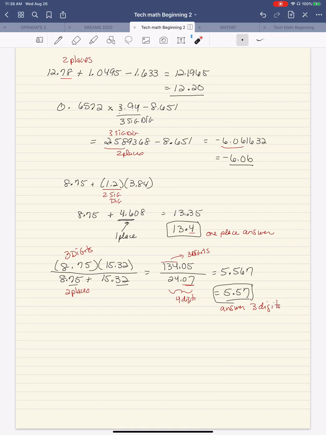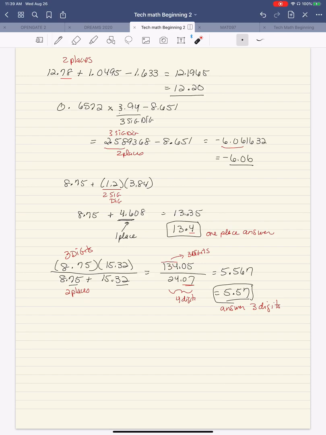Next one, 8.75 times 15.32 divided by 8.75 plus 15.32. So I'm multiplying, I'm looking at significant digits. This has 3, this has 4, so my answer will be in 3. I multiply it out, and I get 134.05. So it's just going to be 134 to get the 3 digits. This is adding, this is 2 places, this is 2 places, so answer will be 2 places. So 8.75 plus 15.32, that's 2 places.